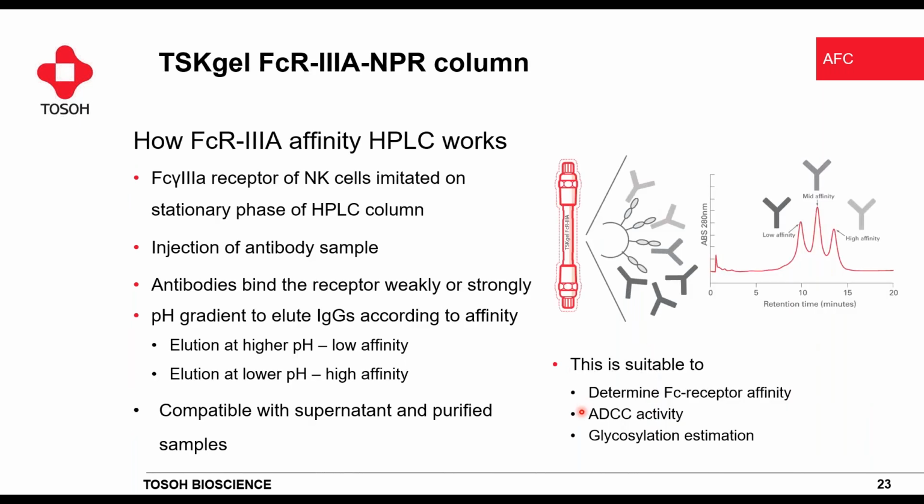So we imitate this Fc gamma 3A receptor of the NK cells on the stationary phase of the HPLC column. And then you can inject your antibody sample. Your antibody will bind to the receptor weaker or stronger, depending on the glycosylation pattern. And then when you're eluting, you also use a pH gradient. So with a higher pH, lower affinity antibodies will elute. And the lower the pH, the higher the affinity of your antibody to the Fc receptor.